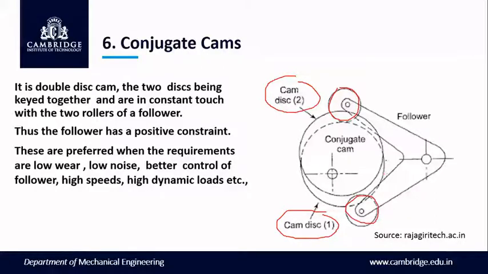Since the follower is placed in such a way that it has direct contact with the cam, it gives us a positive drive. Thus the follower has a positive constraint. These types of cams are commonly used where low wear, low noise and better control of the follower are required, in high-speed applications and under high dynamic loads. So conjugate cams are commonly used where high speed work is going to be done, but low noise is required.